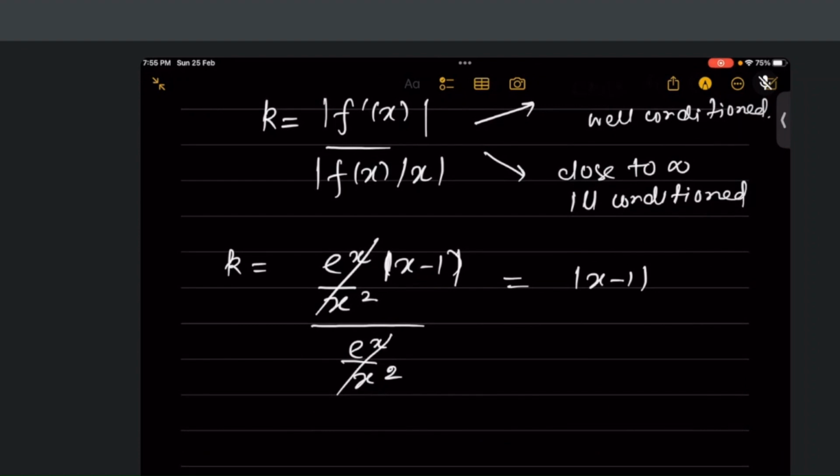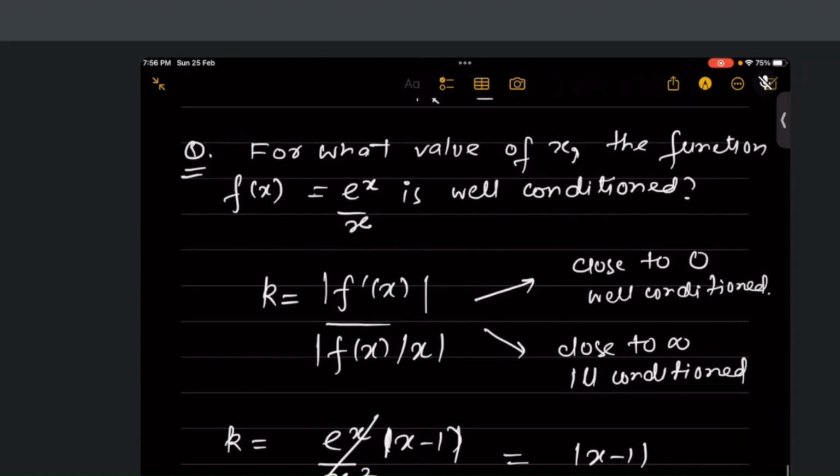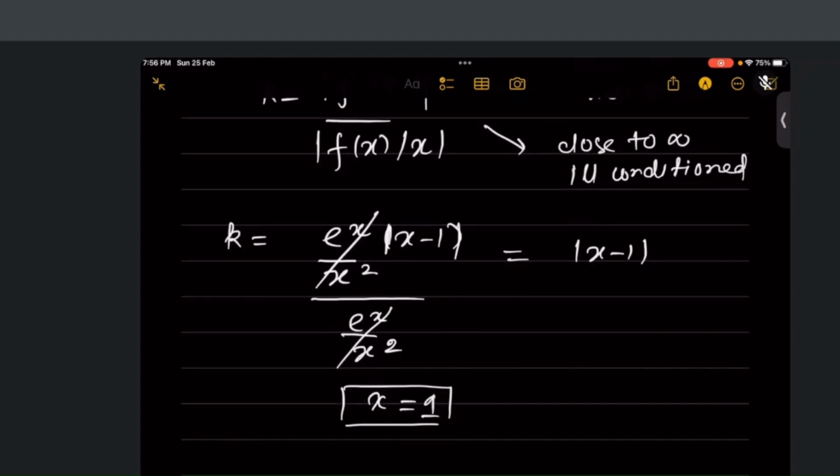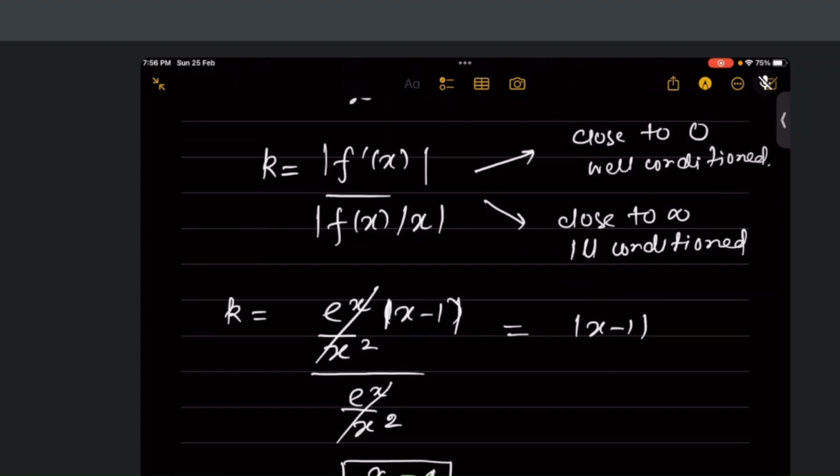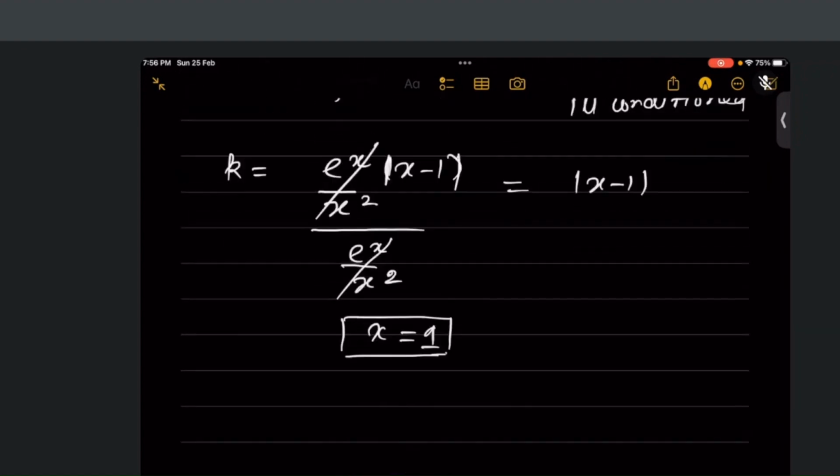Now x minus 1. So what will be the condition number now? For x equal to 1, it will be 0. For the value of 1, this condition number will turn out to be 0. And for this, it will be the well conditioned system for the value of x. Fine till here? Understood this? It was a simple question.